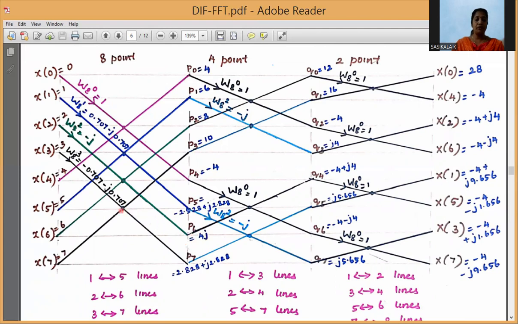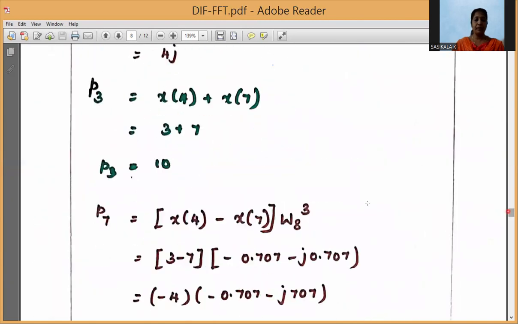And come to the fourth butterfly, where the first input is x of 3 and the second input is x of 7. The first output is P3 and the second output is P7. So P3 is equal to x of 3 plus x of 7, that is 3 plus 7, which is 10.